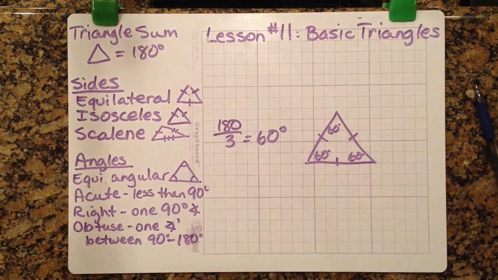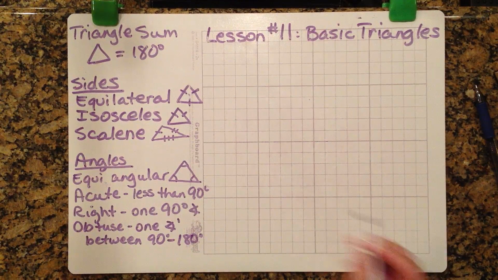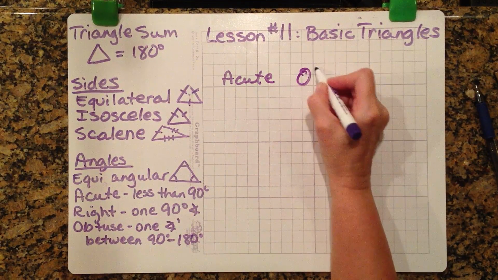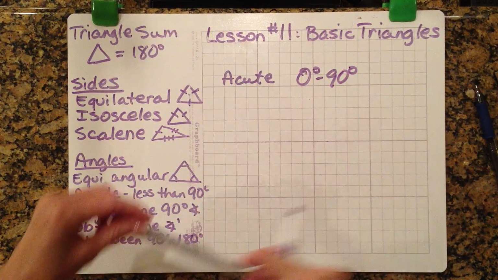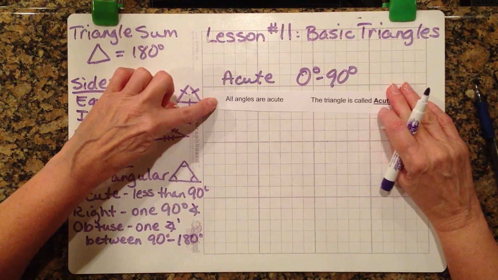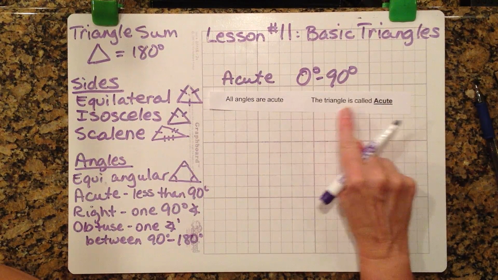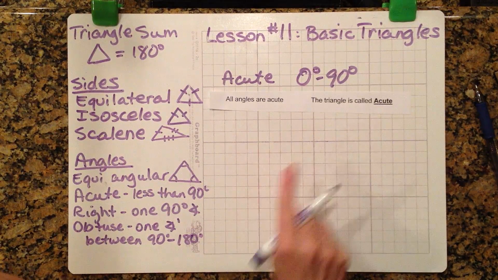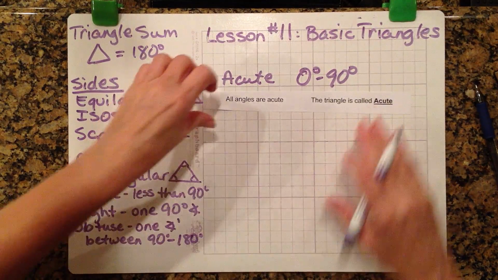All right, the next one is an acute triangle. If you remember what an acute angle is, an acute angle is an angle between 0 degrees and 90 degrees. So all the angles in an acute triangle are going to be between 0 and 90 degrees. That's called acute. So every angle within the acute triangle will be between 0 and 90 degrees.